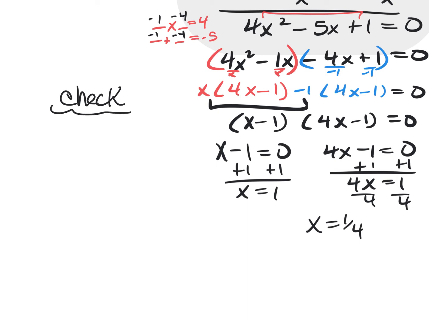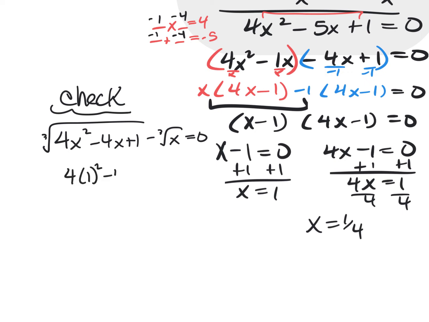So the original problem was the cube root of 4x squared minus 4x plus 1, minus the cube root of x, equals 0. So let me put in the 1 first. So 4 times 1 squared, minus 4 times 1, plus 1, and that's all under the cube root. And then minus 1, the cube root of 1.